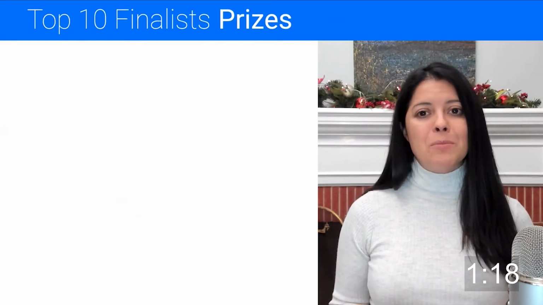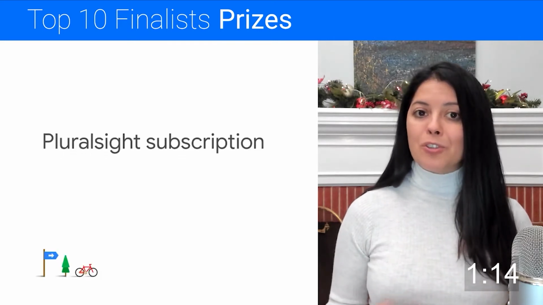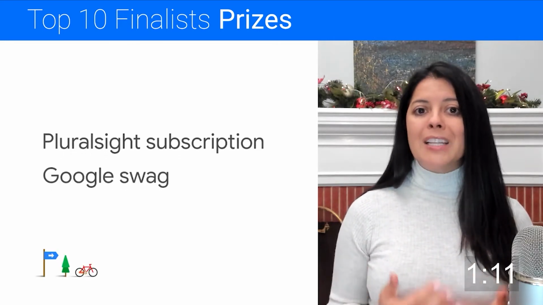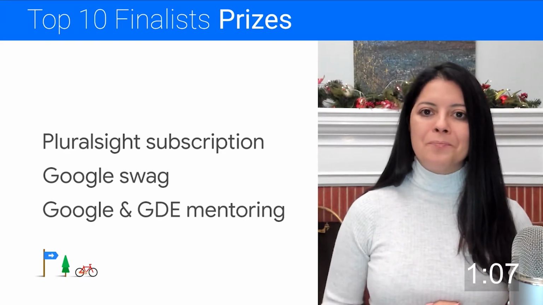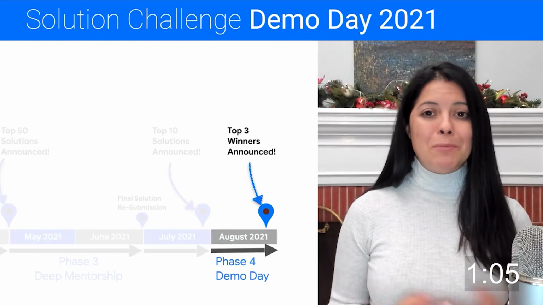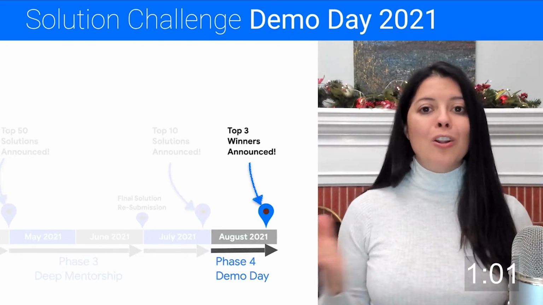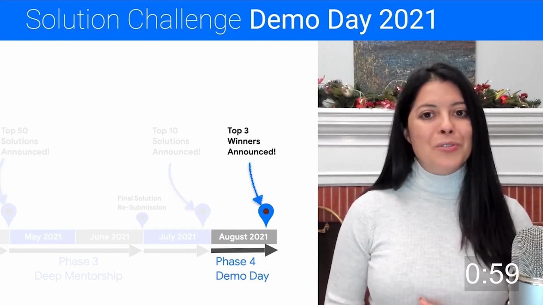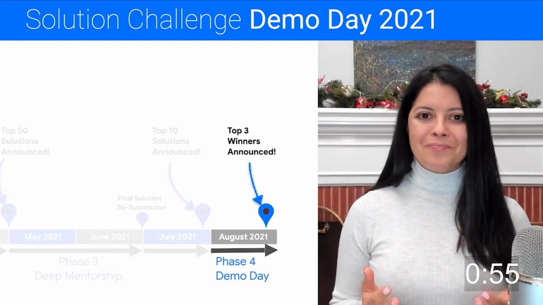These top 10 teams will win an array of prizes, among which are a 1-year subscription to Pluralsight, swag, and additional customized mentoring from Google and Google developer experts. The top 10 teams will also be invited to present their solution to Google and developers all over the world, live on YouTube during the 2021 Solution Challenge Demo Day.